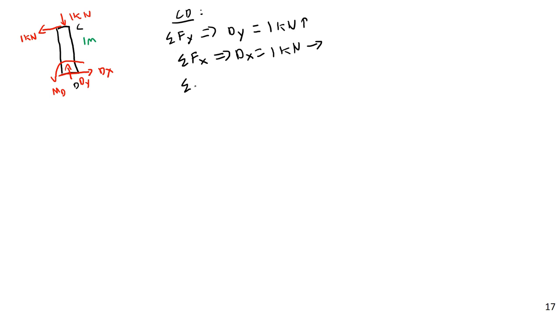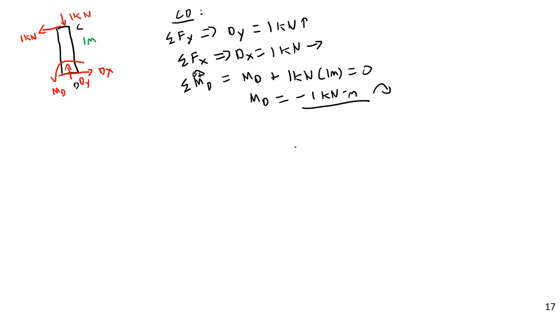And then finally, if I do a summation of moments about joint D, I will get the following. I'll have MD, and the only one of these forces that doesn't have line of action passing through point D is the CX here. MD plus 1 kilonewton, it's a positive moment, 1 kilonewton times a moment arm length of 1 meter, so that equals 0. So MD is actually negative, opposite the direction that we assumed. MD is equal to negative 1 kilonewton meter, or a clockwise moment.